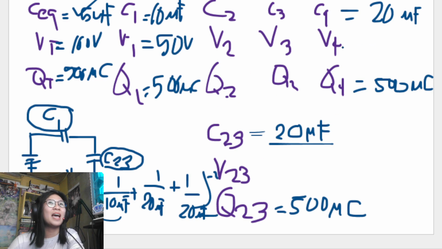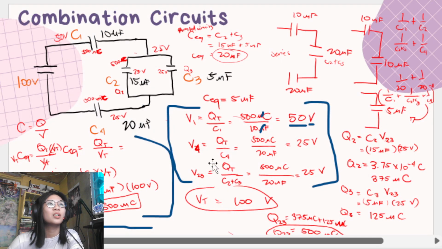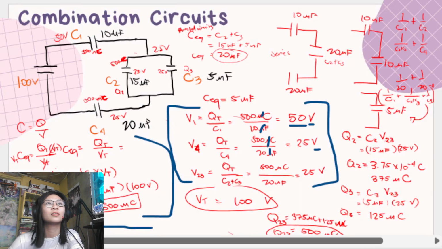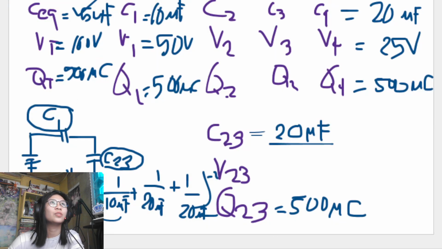Okay, next we have V4. So V4 is 500 microcoulomb over 20 microfarad. Therefore, the micros cancel, and C over F is 500 divided by 20, which is 25. V4 is 25 volts. Okay, so then let's go to V23. V23 has the same value as V4, so they are the same at 25 volts.